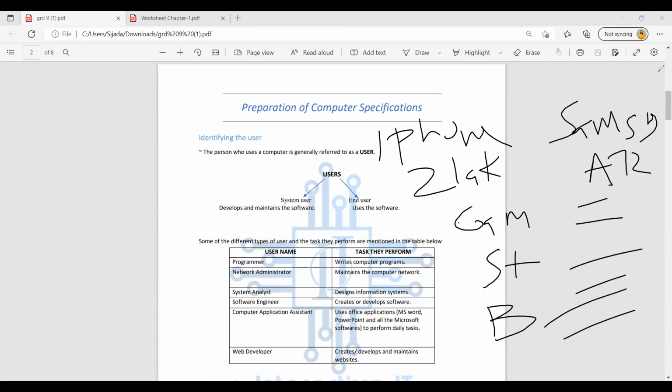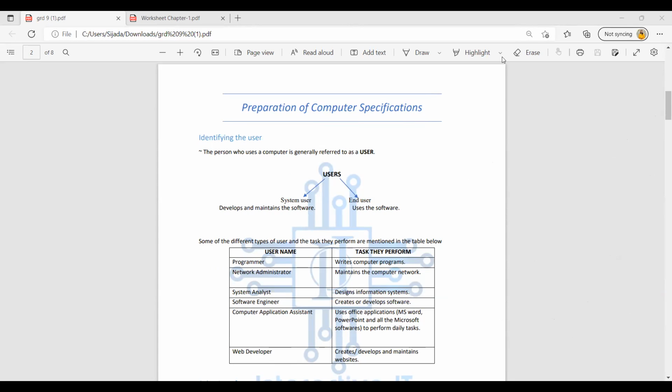Rather than computer, I would say device. So whenever we are about to buy a particular device, we have to look at the specifications, because these specifications only will determine the quality of the product.